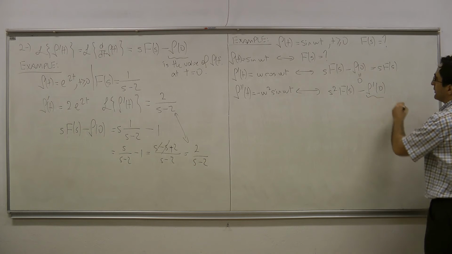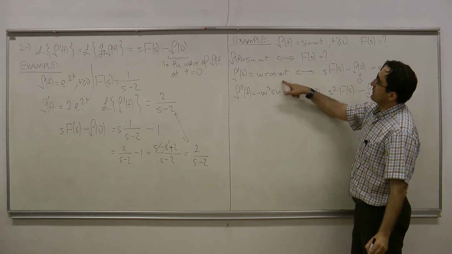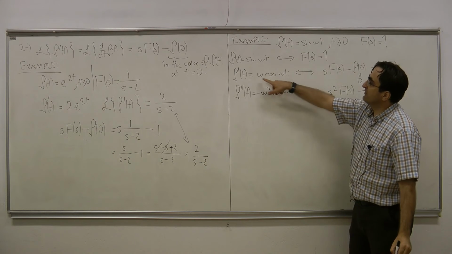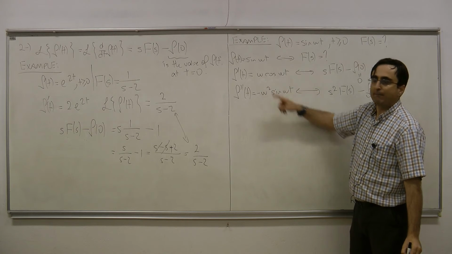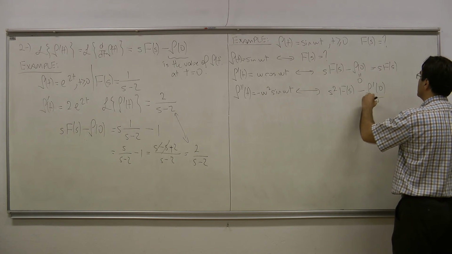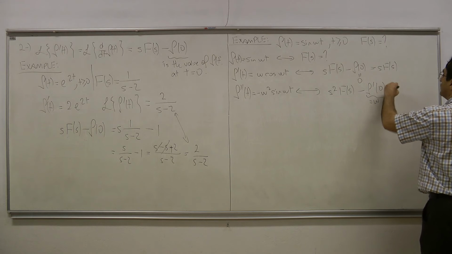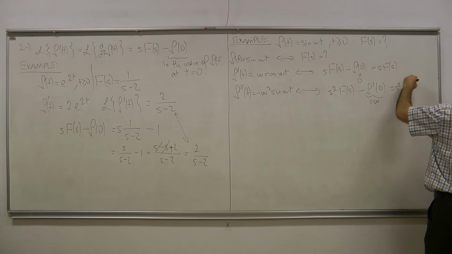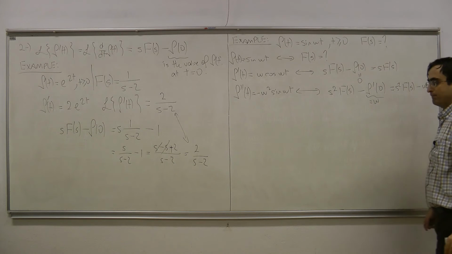And what is this? F prime of 0. It is this thing. Cosine 0 is 1. So this is going to be just omega. Okay? So that is equal to s square F of s minus omega.